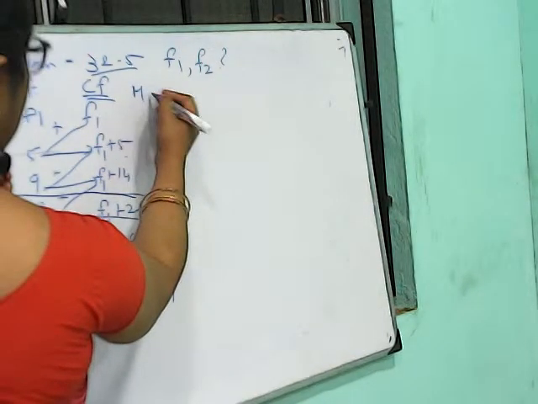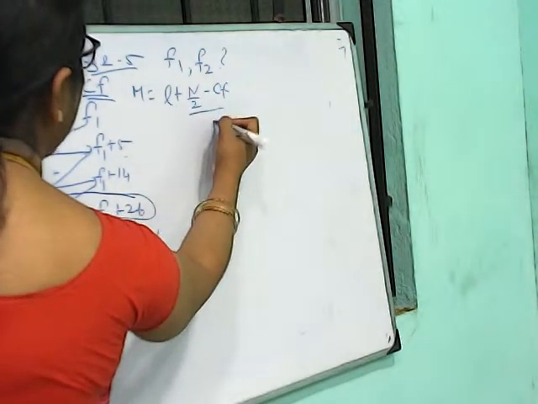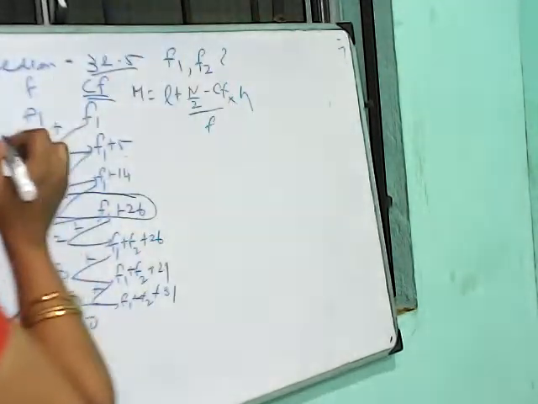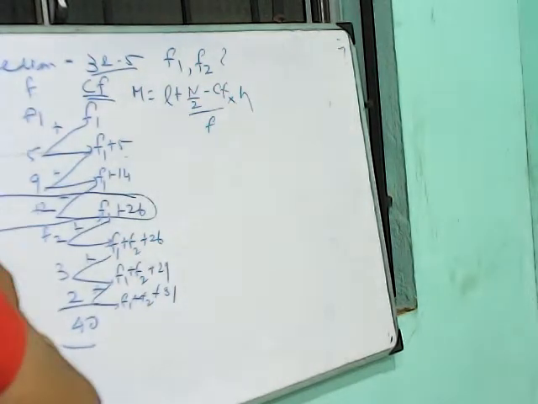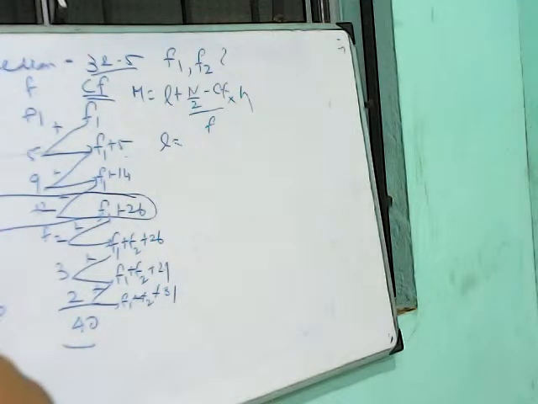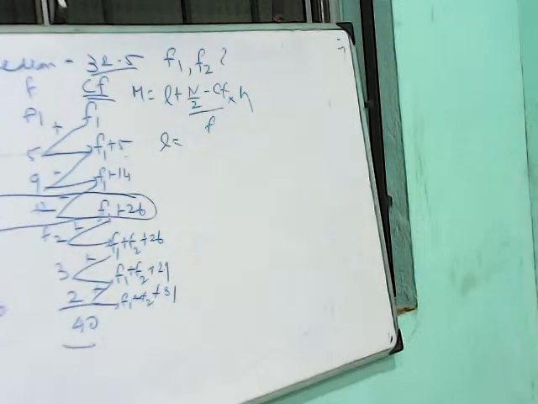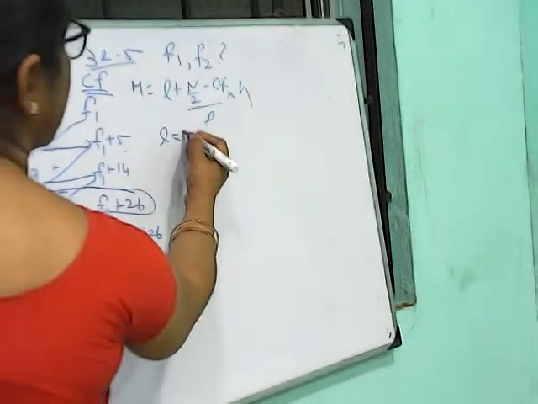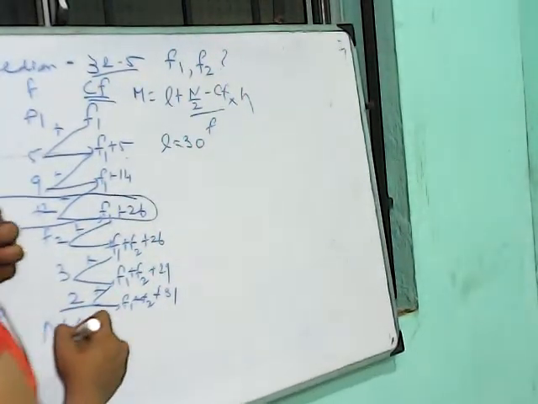What is the median formula? Median is equal to L plus (n by 2 minus CF) by F into H. Right? Now we will find the values one by one. What is L? L always means lower. So the lower class interval will be your L. Here, for the class 30 to 40, the lower class will be 30. So L is 30.